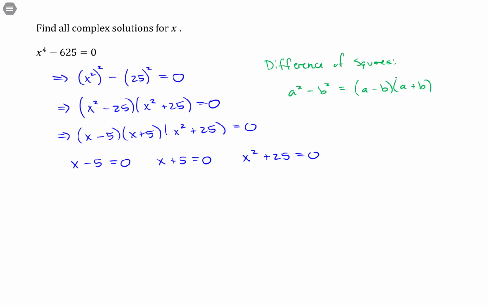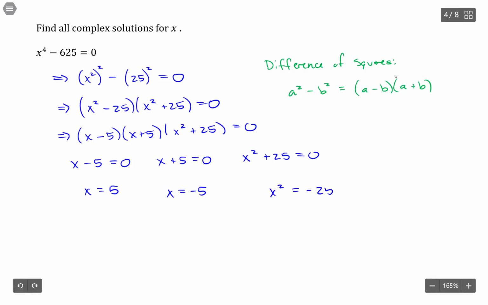The first one's linear. All I have to do is just add 5 to both sides. So x equals 5 is a solution. The second one is also linear. All I have to do is subtract 5 from both sides. And the third one, it's a quadratic, but it's a quadratic such that there is no linear term in it. So there's nothing just times x. And that's an easy version of the quadratic that you can solve.